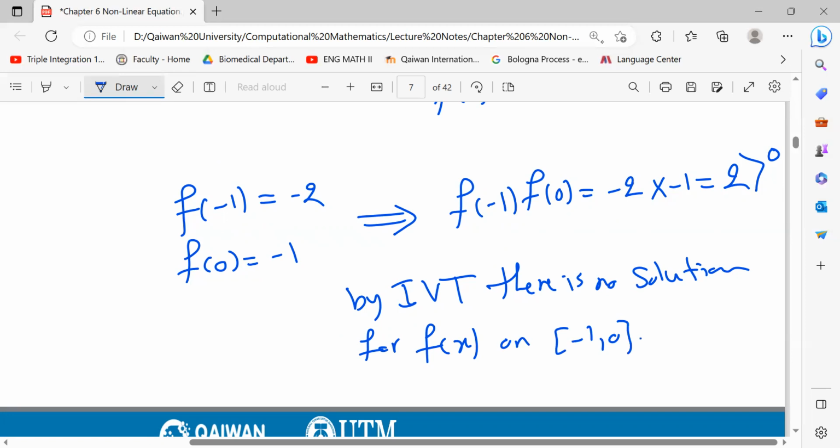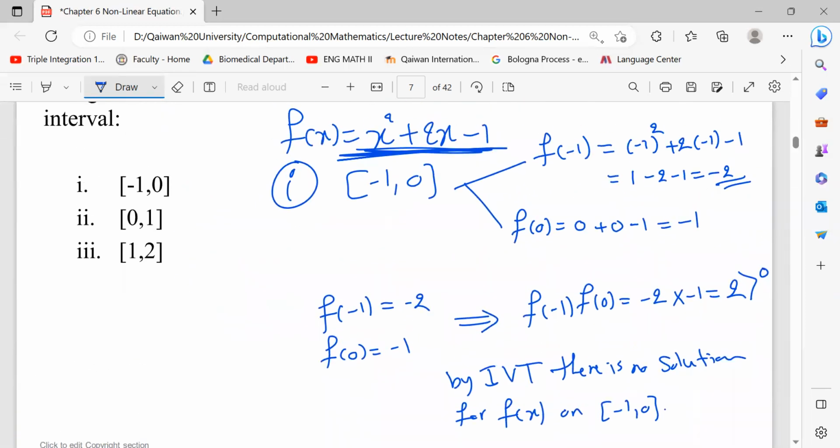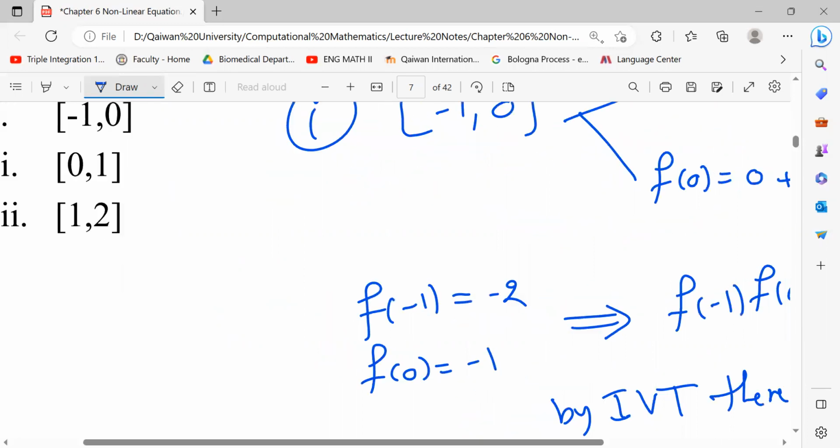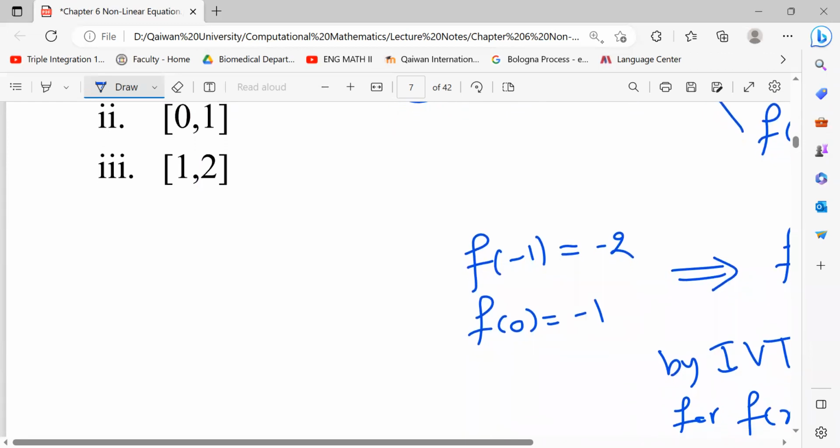Okay? It's all about the first one. Then for the second one, we do the same. For the third, the same. Okay? Only the intervals change. Look at the second one. It is 0 and 1. This is part II.